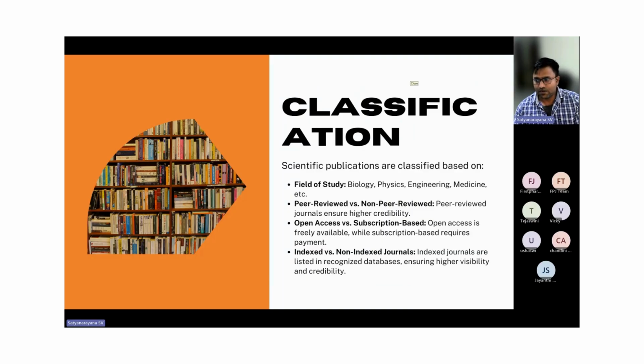Then there are two types of journals: peer reviewed and non-peer reviewed. What does peer reviewing mean? After submission of your paper, some people are going to study it. Some people who are experts in that field will read all your papers and judge whether your research is worthwhile or not. Sometimes some scientists may suggest you correct certain things so that you can publish in that journal.